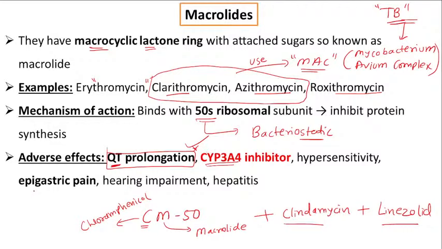Another adverse effect could be the epigastric pain. That is all okay. So here you can remember these two specific points. One is CYP 3A4 inhibition, another is QTc prolongation. The other are the hepatitis, and hearing ototoxicity is also present here. So that can be helpful to you if it is being asked. Vancomycin is also an ototoxic agent.